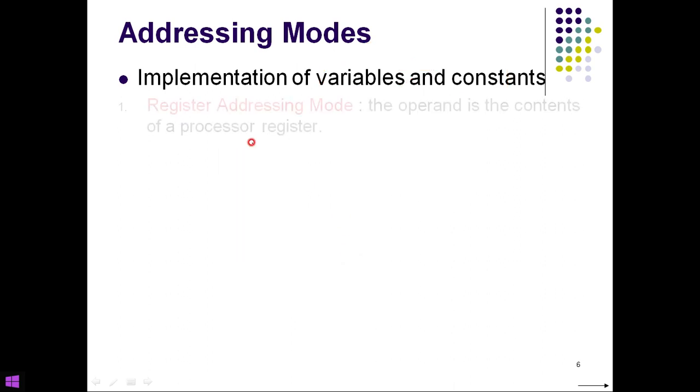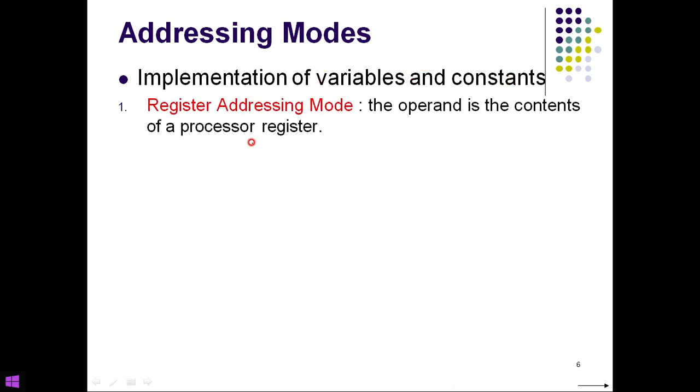So the first addressing mode we have is register addressing mode. I hope you are clear now. The addressing modes could be based either on the register or on the variables. The first one is your register addressing mode. Here the operand is the contents of a processor register. That means we will be using the registers to store our operands.